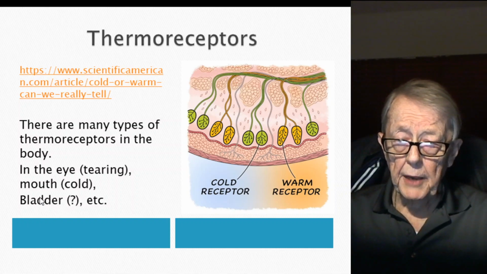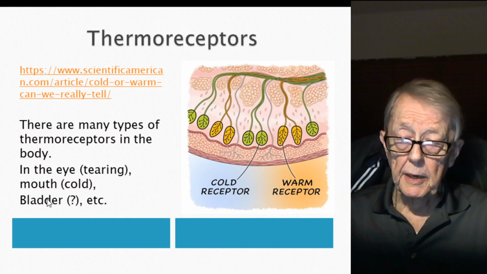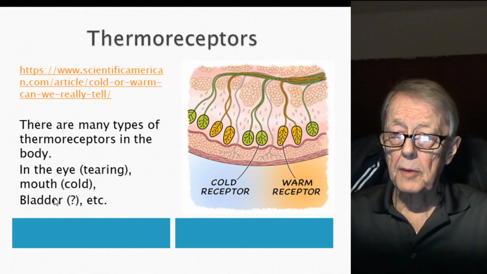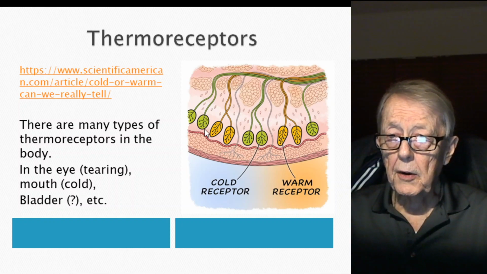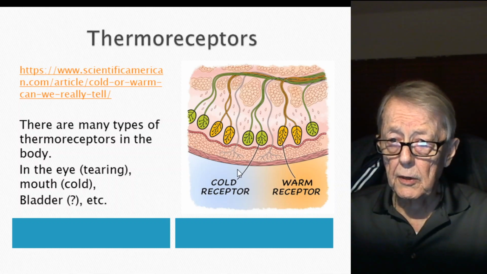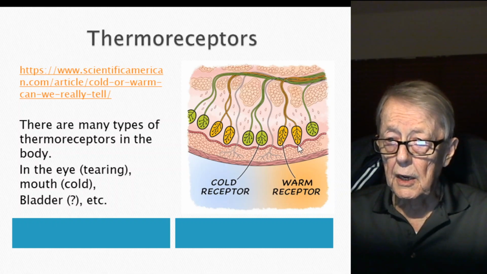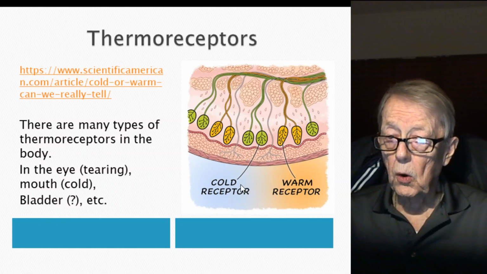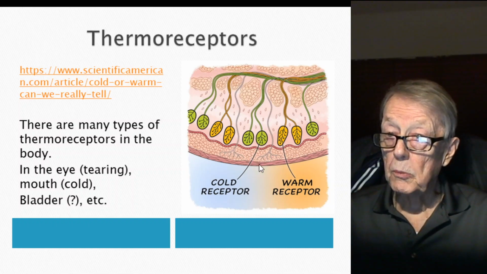And then there's the bladder. They never explained that. Maybe it has to do with infection. I'm not sure. But here are typically these sensors, as I mentioned before. This is the edge of the skin, and this is very close to this layer. And they have cold receptors and warm receptors.